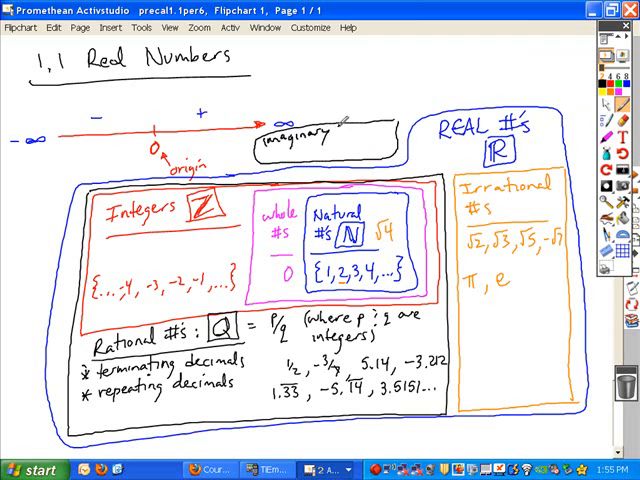You don't need to know this. I'm just talking about it. Okay, imaginary numbers are ones that would be something like the square root of a negative number. And so it's still a number, but it's not a real number.